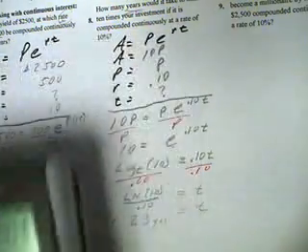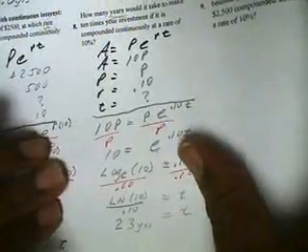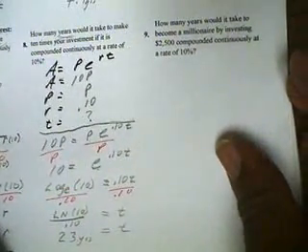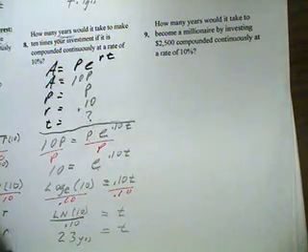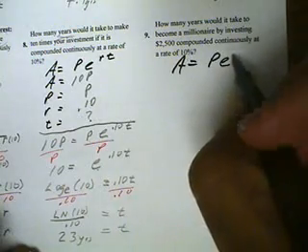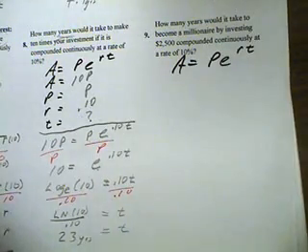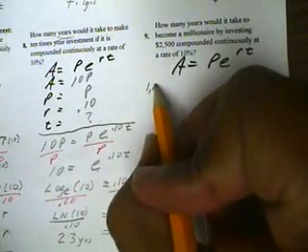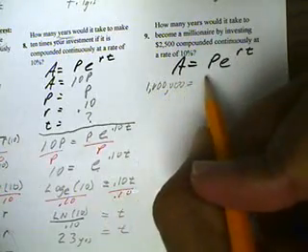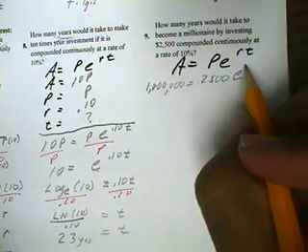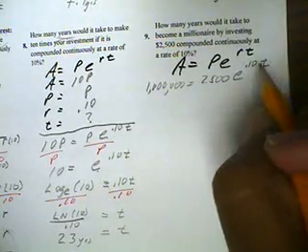Okay. All right. Number 9. How many years would it take to become a millionaire by investing one time $2,500 compounded continuously at a rate of 10%? Okay, so this is compounded continuously, so this is going to be A equals P times e to the RT power. Now, a millionaire will be our final amount, so we're going for $1 million with an investment of just $2,500, and the rate is 10%, and we want to know the time.